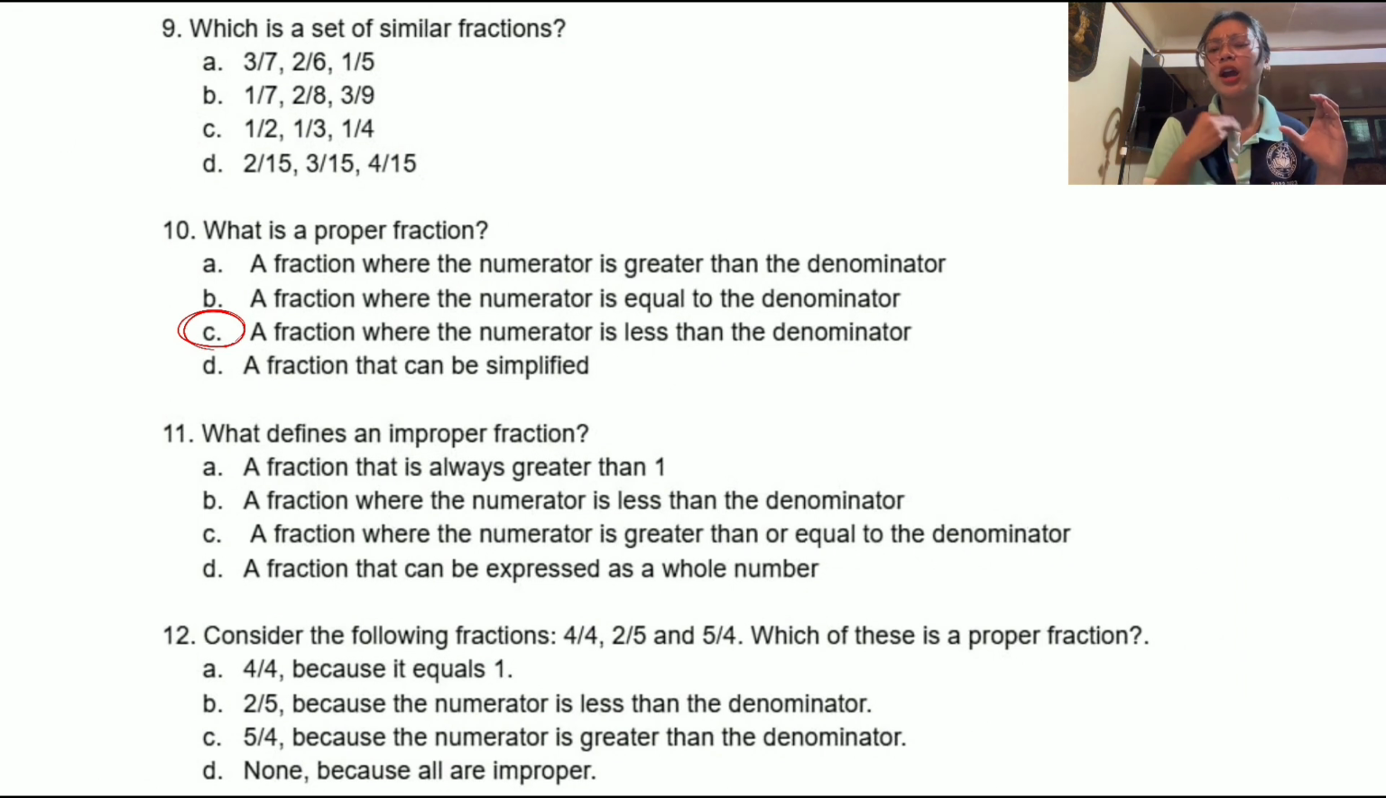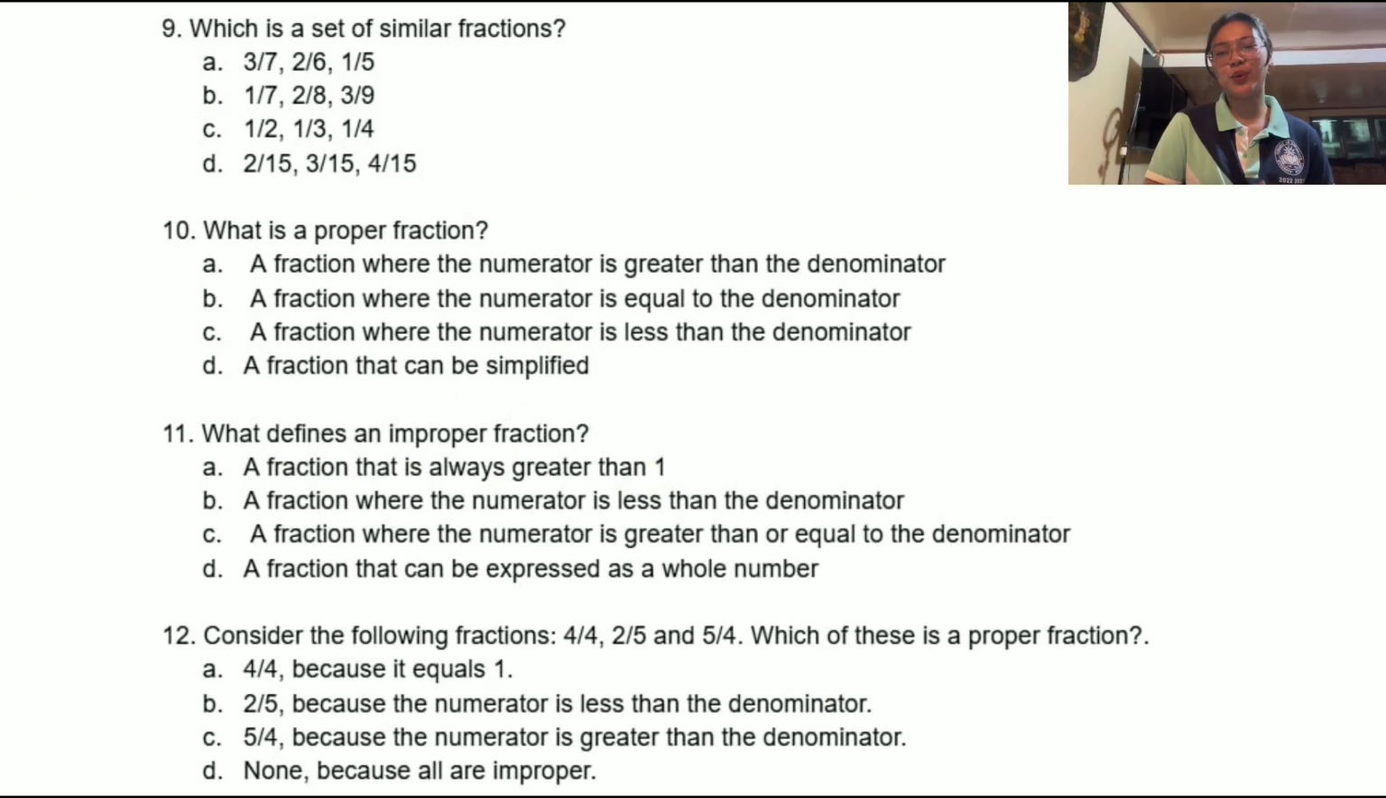So why are the other options, letters A, B, and D, incorrect? A numerator greater than the denominator defines an improper fraction. A numerator equal to the denominator results in a fraction equivalent to 1, which is not proper. A fraction that can be simplified applies to fractions in general, not just proper fractions. So fractions with a numerator equal to or greater than the denominator are improper fractions. Therefore, the correct answer for this number is letter C.